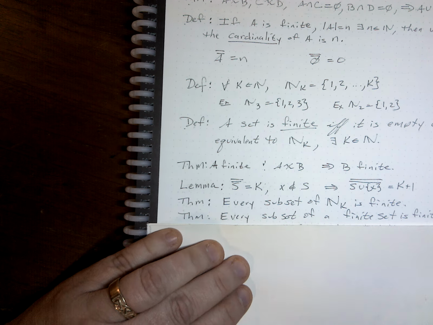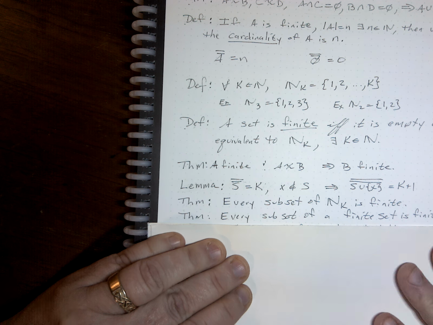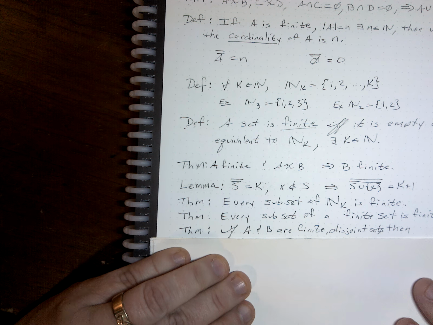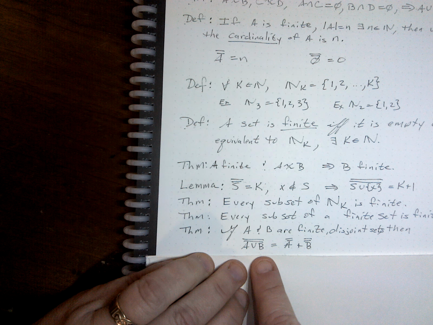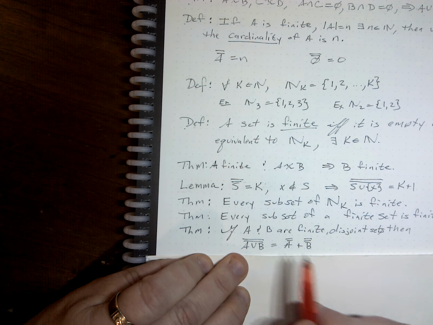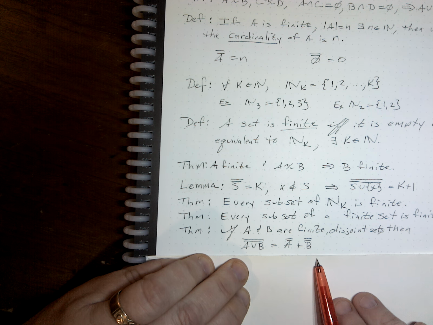What about if you take two finite sets and put them together? Well, we need to build up to that slowly. One theorem is: if A and B are finite disjoint sets, then A union B is still finite, and the cardinality of A union B equals the cardinality of A plus the cardinality of B.